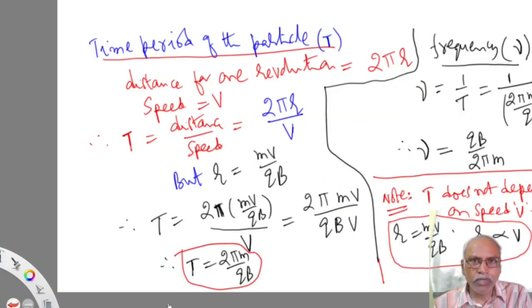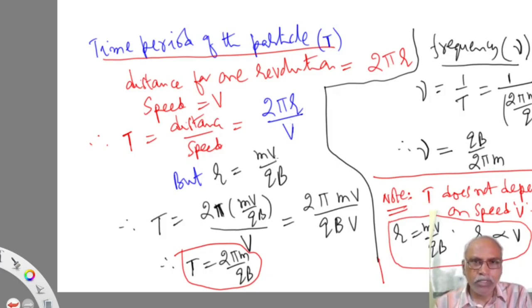Then the time period of the particle. Time period means the time taken by the particle to complete one revolution in the circular path. How do you get the time taken? Time is equal to distance by speed. Distance traveled is 2 pi r. Speed is v. So 2 pi r by v.